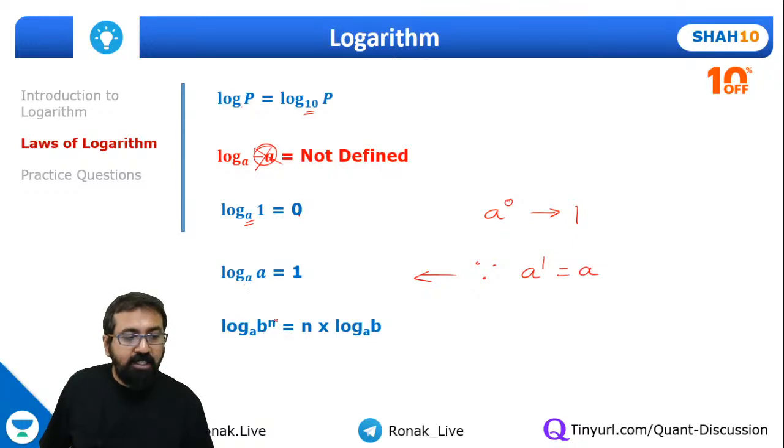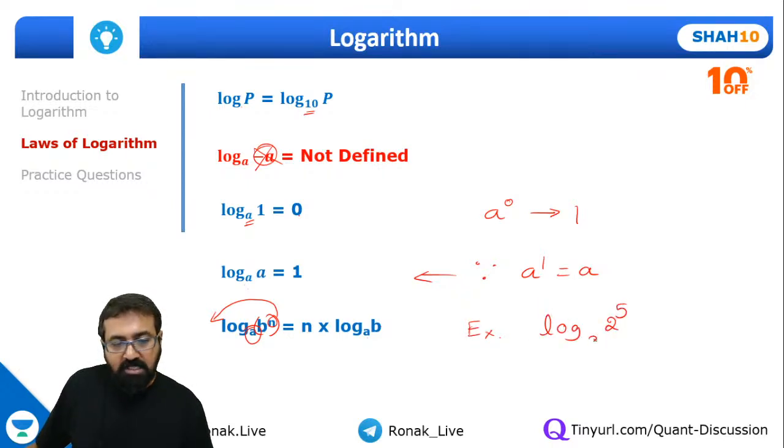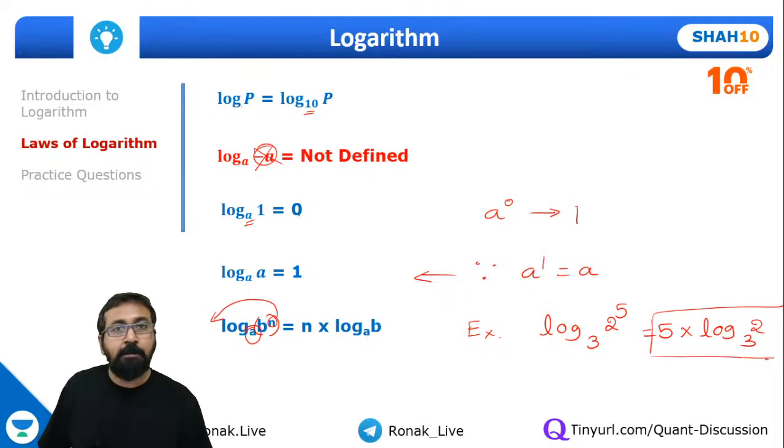So log of b raised to n. Now understand, this is the number and this is the power of the number, with the base a, is equal to n log of b with base a. So this power, the power of the number, will come in the multiplication. So you will put it like this, n log of b with base a. Let's take one example for this one. If I say log of 2 raised to 5 with base 3, this can be written as 5 into log of 2 with base 3. Have you all understood this part, everyone?